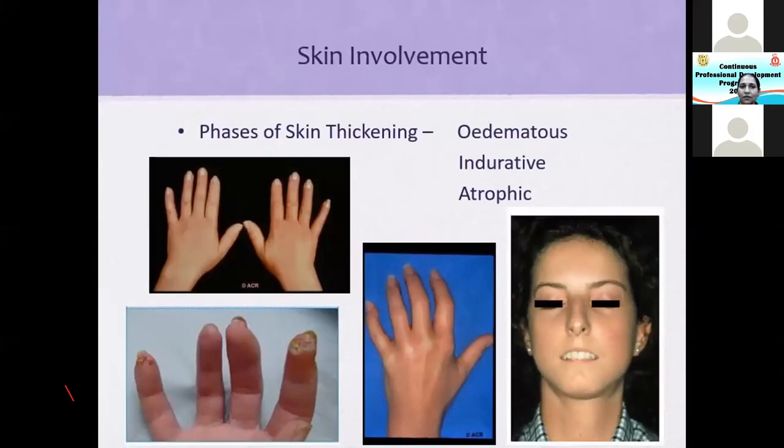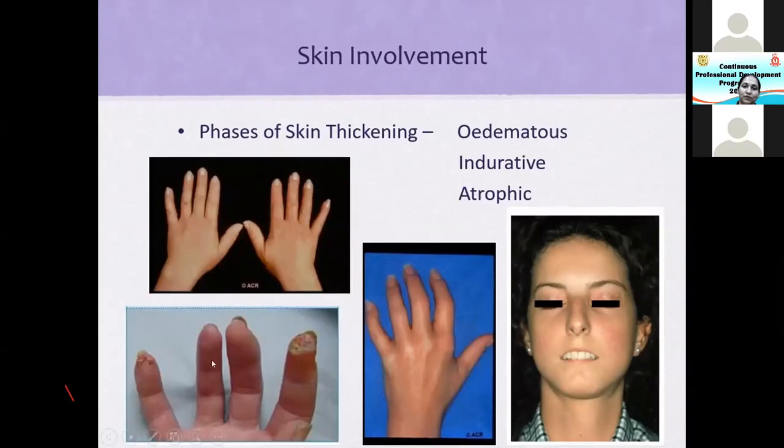So let us see the skin involvement. Now, there are three phases of the skin thickening. Initially, it might be edematous, where you might not appreciate the thickening. And later on, it'll be indurated. And at the last stage, it'll be atrophic. So you see the skin involvement, the edematous, the indurated phase.